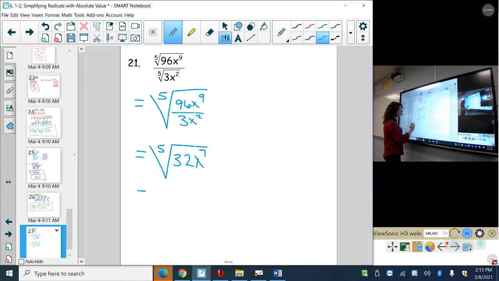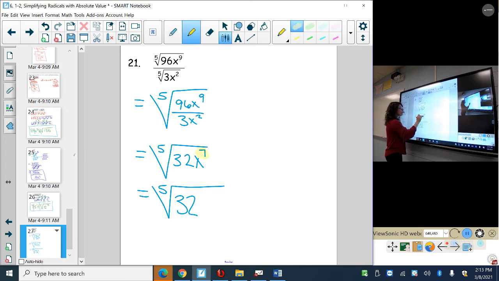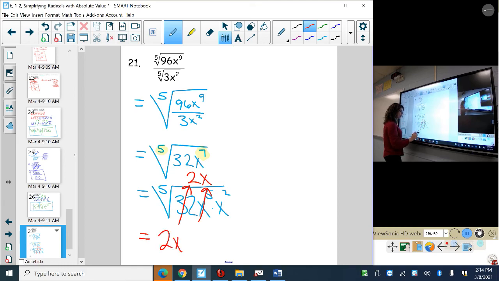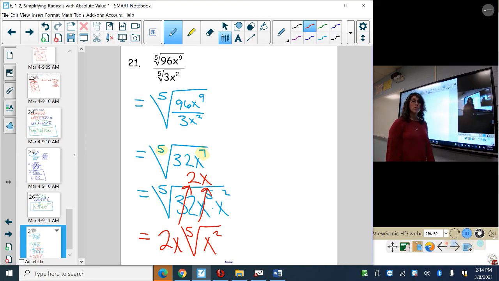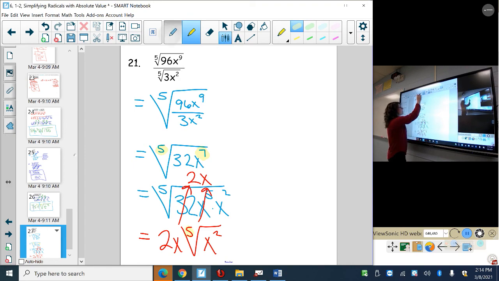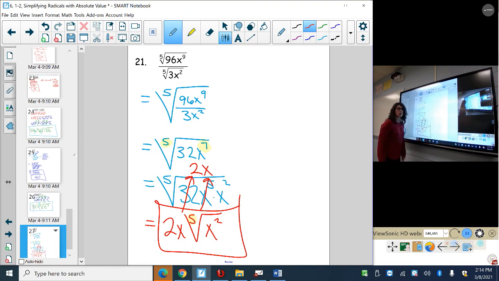So now I'm going to go ahead and break this down. 32 is a perfect fifth, but my power of 7 is not divisible by my root of 5. So I have to make that x to the 5th with 2 remaining x's left. The 5th root of 32 is going to be 2. The 5th root of x to the 5th is x, to give me 2x times the 5th root of x squared. Do I need absolute value bars? Did I take an even root? Is my index even? My index is not even, so therefore I do not have to worry, and my problem is done.